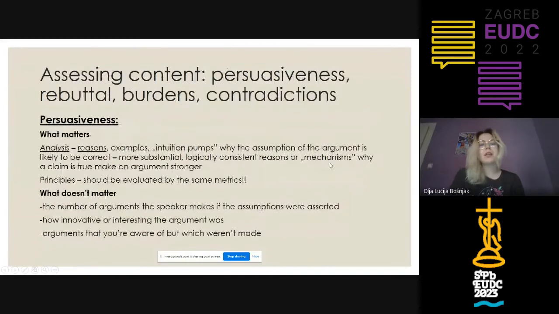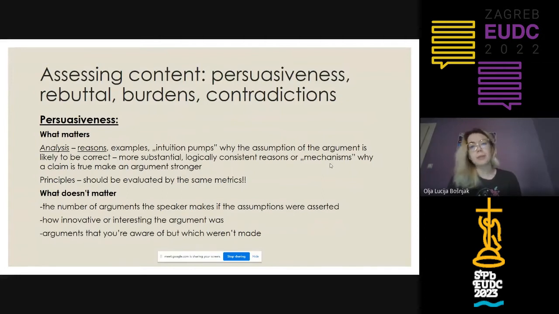Right. So once, let's say, we're in a round, we've internalized the motion, and now the round starts, and people are going to give arguments. I think it's important to know how to assess content critically as an adjudicator. So here I've covered a few metrics of how we adjudicate content, again also by the WUDC manual, which are persuasiveness or persuasion, rebuttal, burdens, and contradictions, which I think are all crucial things that you have to take into account when you're adjudicating someone's case, someone's speech, whatever.